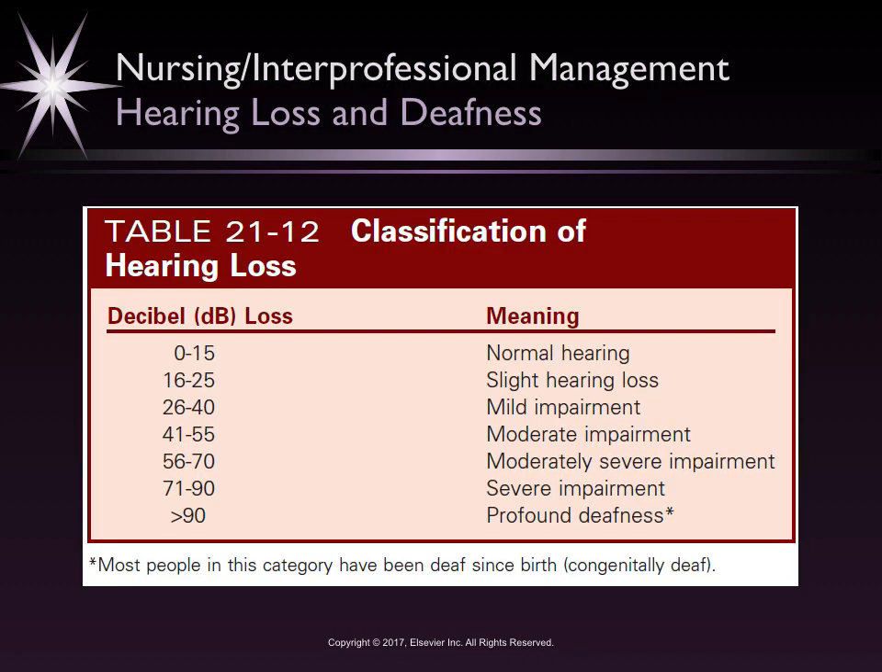Just to kind of look at what the classifications of hearing loss are based on the amount of decibel loss. If you're at 0 to 15, that's considered normal hearing. 16 to 25 decibel loss is a slight hearing loss. Mild is 26 to 40. You kind of get that idea. So obviously you should know what normal hearing range is in decibels, and you should have a general idea of what's mild, moderate, and severe impairment.